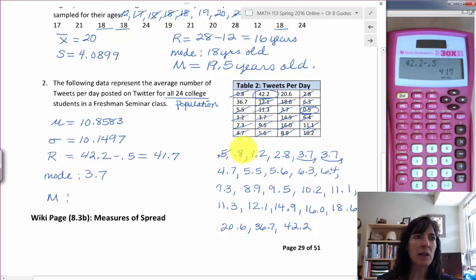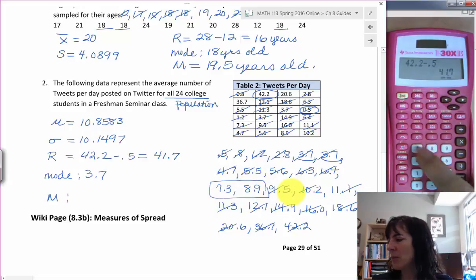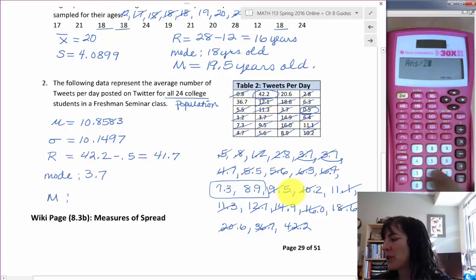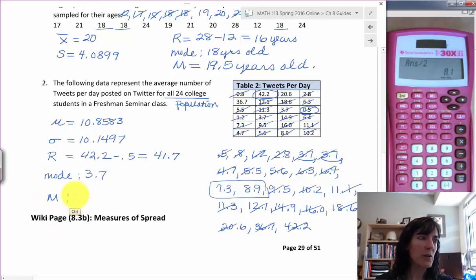The median then, 1, 2, 3, 4, 5, 6 off of each end. 1, 2, 3, 4, 5, 6. And then maybe another 5. 1, 2, 3, 4, 5. 1, 2, 3, 4, 5. And there's my two middle values, so I need the average of them. 7.3 plus 8.9, and then divided by 2, 8.1. So my median is 8.1.